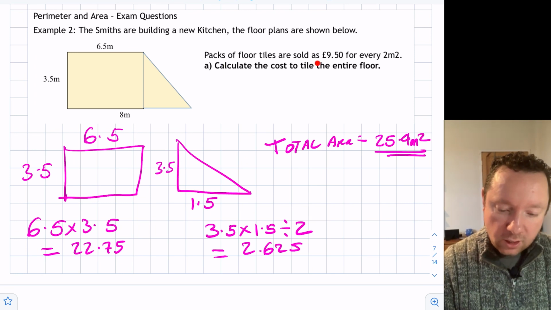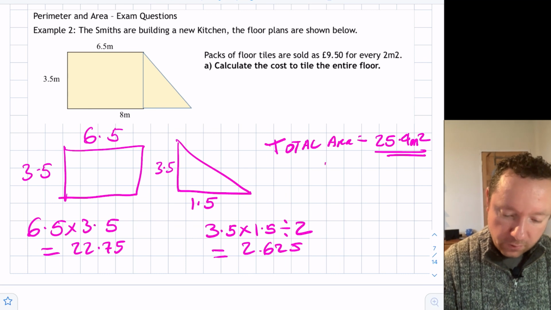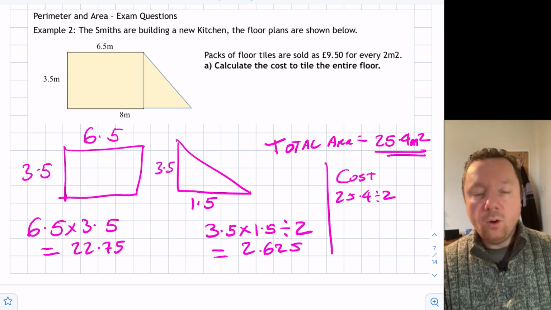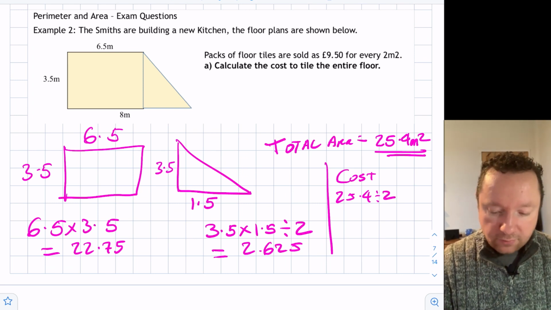Packs of 4 tiles are sold as £9.50 for every 2 square meters. So I need to divide this by 2. So for my cost, I do 25.4 divided by 2, which is 12.7.